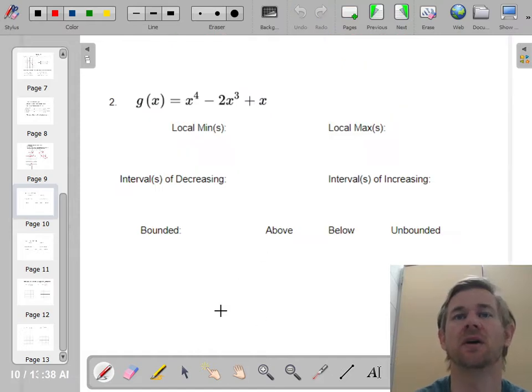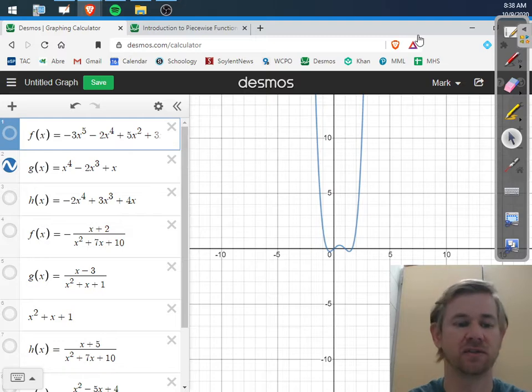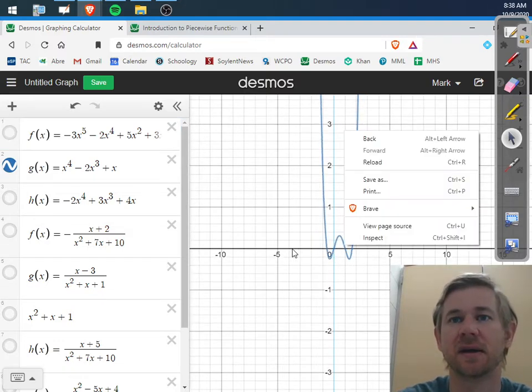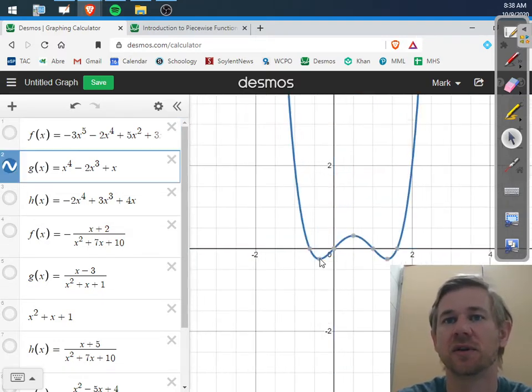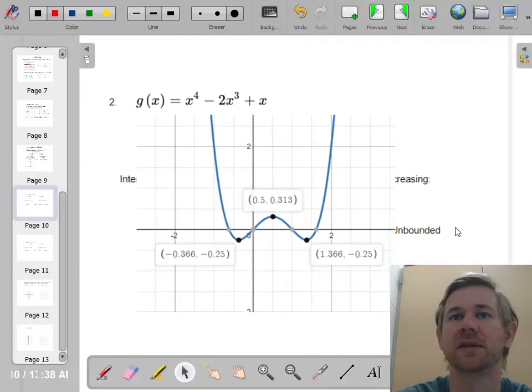Let's try another one. I'll do the same thing here. I got my graph, so that's this guy. Let me zoom in a little bit, see if I can see this better. That looks pretty good. Okay. So that's all I really care about. Let me look at my picture.